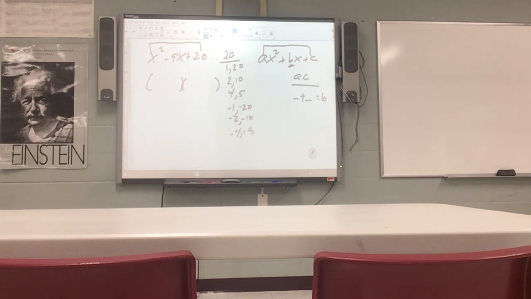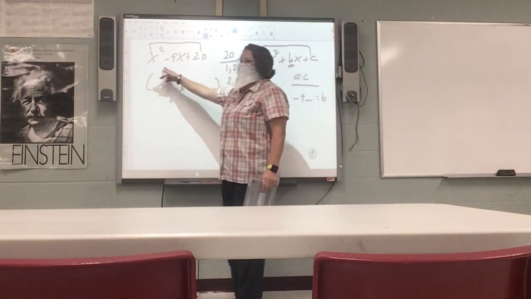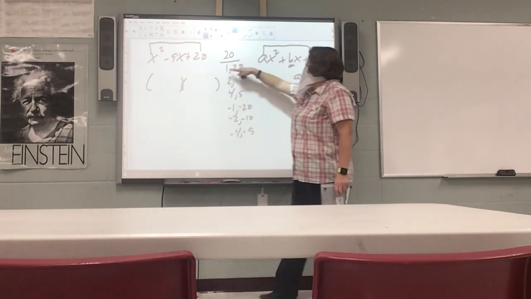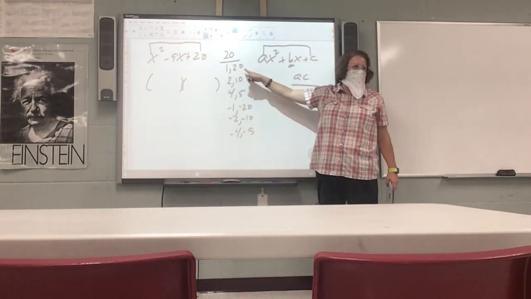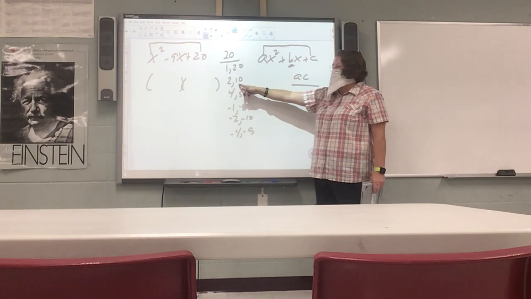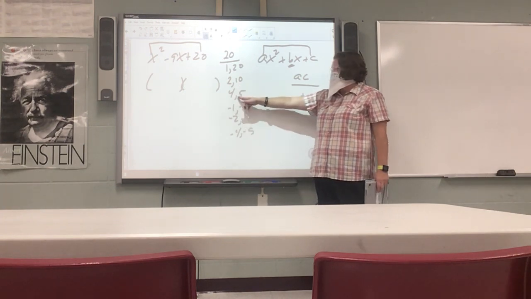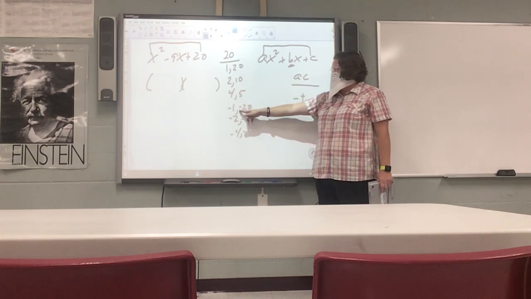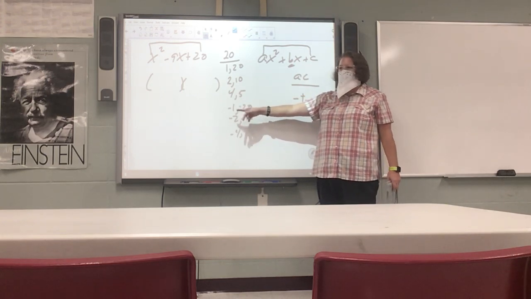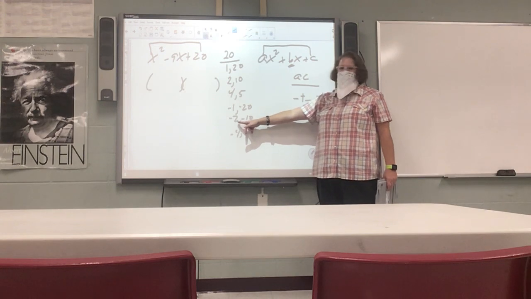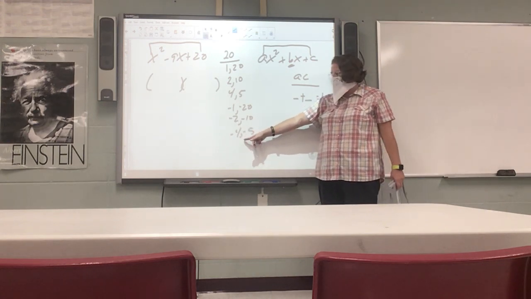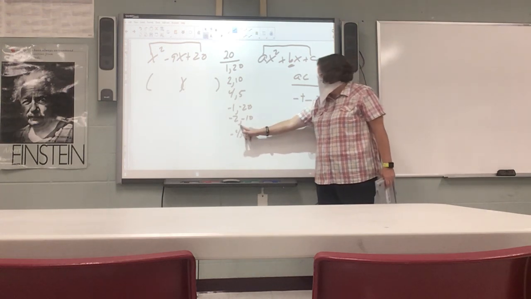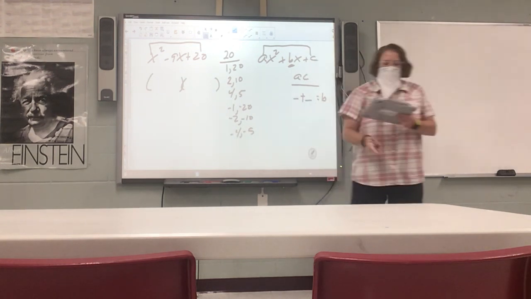Very good. So I need the pair of these that if I add them together, I get my B. And my B is negative 9. So 1 plus 20, that's 21. That's not negative 9. 2 plus 10, that's 12. 4 plus 5 is a positive 9. I need negative 9, right? Negative 1 plus negative 20, negative 21. Negative 2 plus negative 10, negative 12. Best for last right here: -4 plus -5. Ding, ding, ding, winner, winner, chicken dinner.